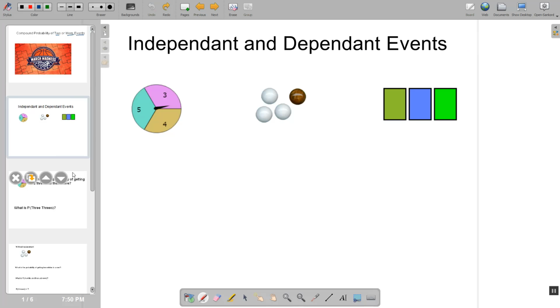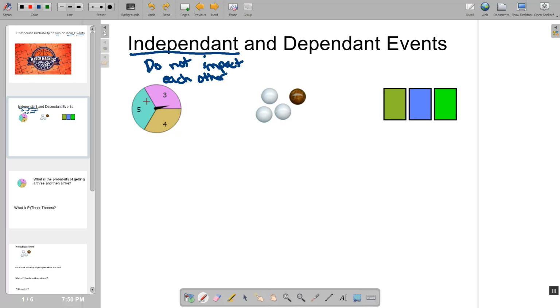Before we can get there, though, we need to talk about what independent and dependent events mean and the reason why they matter. Well, independent events, if you're thinking about trying to be independent from your parents, that means that you are separated and you're on your own. So independent events do not impact each other.